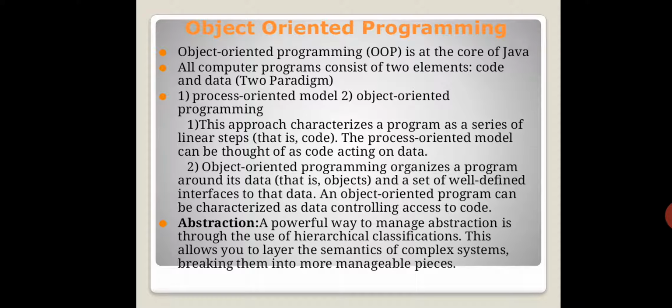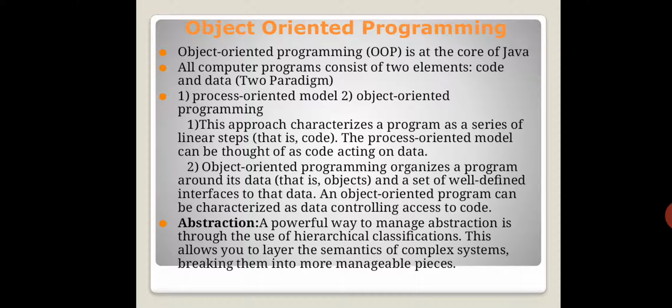Now let us concentrate on object oriented programming. What is object oriented programming? Object oriented programming is at the core of Java, because Java is also an object oriented programming language. Whenever we say object oriented programming, you have to think of everything as an object. That is the reason why they say it is the core of Java.